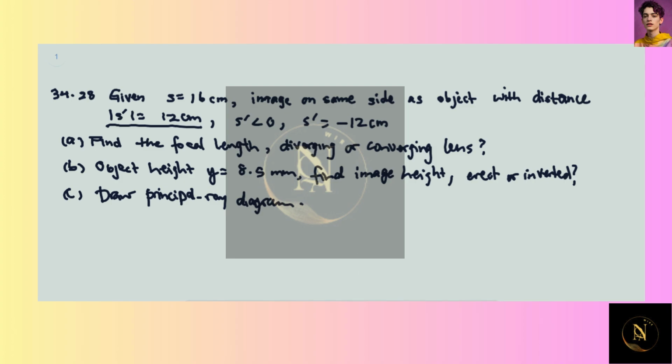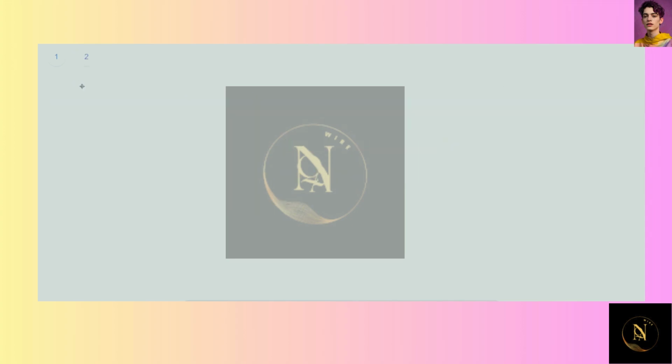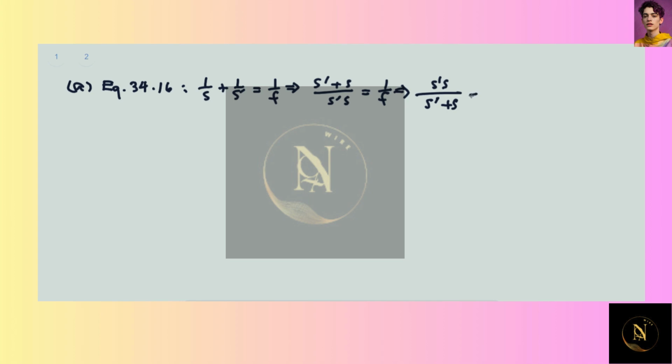So let's move on to solve part A. We will use equation 34.16, which is 1 over S plus 1 over S prime is equal to 1 over F. If we do a bit of rearranging, we have S prime plus S over S prime times S is equal to 1 over F. And this means that S prime S over S prime plus S is equal to F. And we know S and S prime, so we can easily find F.